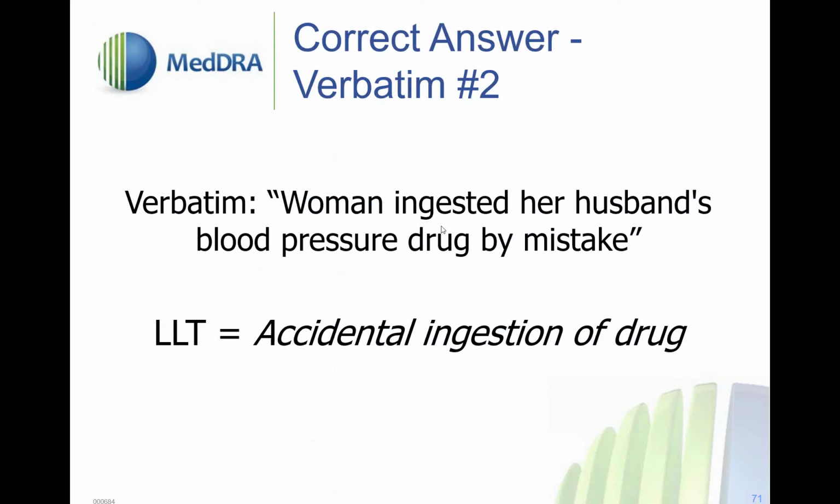So in this particular example, we chose the accidental ingestion of drug because the verbatim has drug and the verbatim has ingestion. So I have them here. I don't have by mistake, but I have accidental. Unintentional is a synonym, but the combination of these three was closest to my verbatim. It took me to the same preferred term anyway.